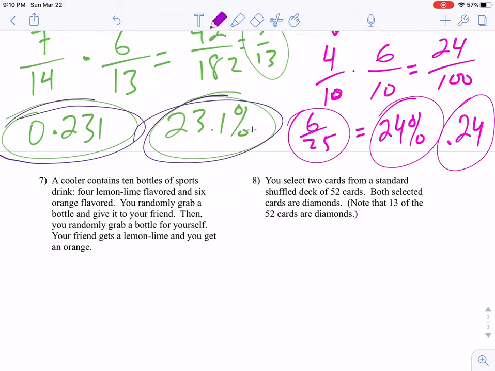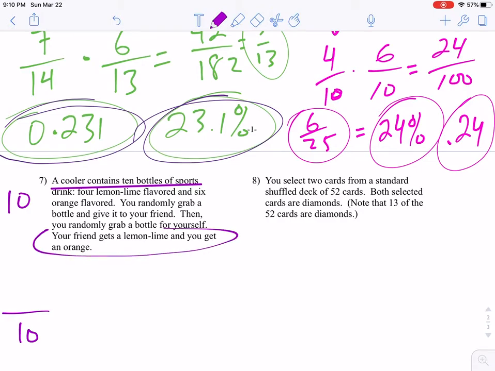So number 7, a cooler contains 10 sports drinks. So they tell you right away that there's 10 drinks in the cooler, okay? So that's what the first fraction is going to be. It's going to be out of 10. We've got 4 lemon lime and 6 orange. You randomly grab a bottle and give it to your friend. Then you randomly grab a bottle for yourself. Okay, so you take one out, give it to your friend. You don't put it back. So you took one away, and then you grab one for yourself.